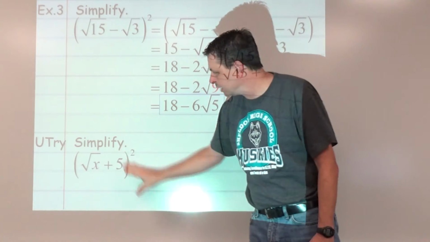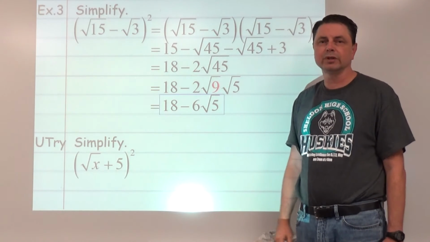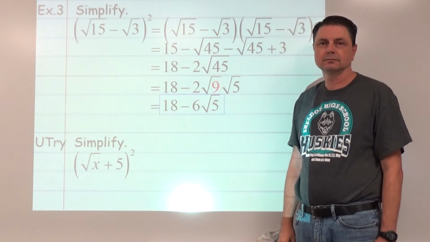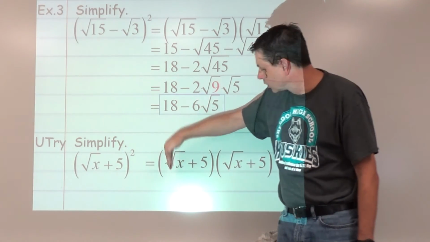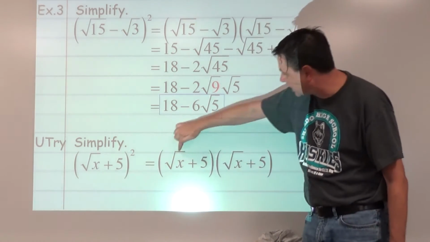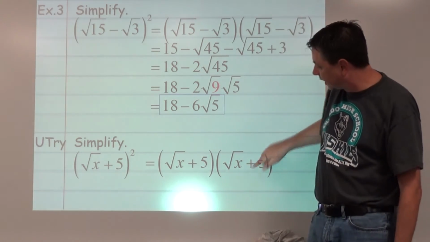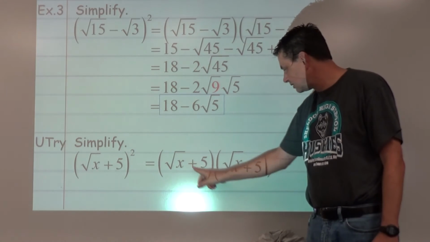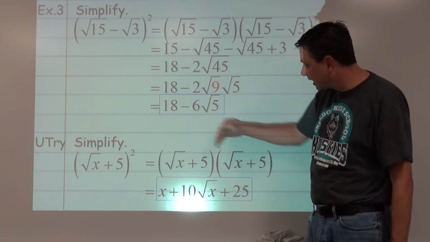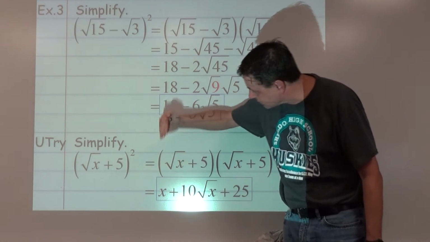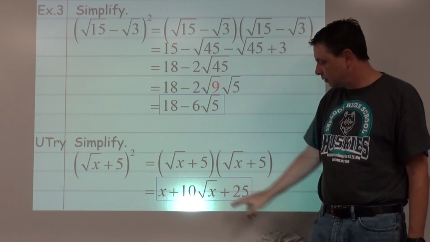All right, go ahead and pause here as you square that binomial. So once again, we're going to write it out, multiply it out. We get x plus 5 root x plus 5 root x plus 25. And the 5 root x and the other 5 root x make 10 root x. So final answer, x plus 10 root x plus 25.